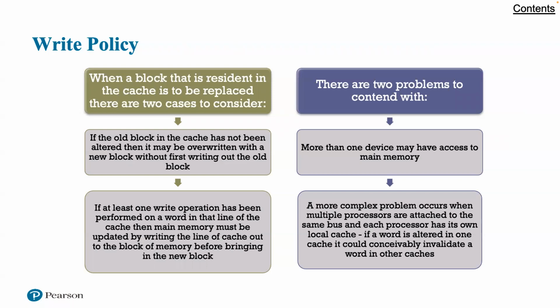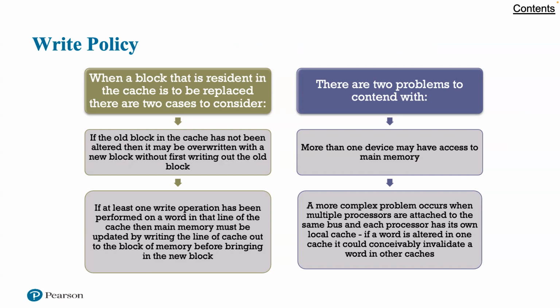When a block that is resident in the cache is to be replaced, there are 2 cases to consider. If the old block in the cache has not been altered, then it may be overwritten with a new block without first writing out the old block. If at least one write operation has been performed on a word in that line of the cache, then main memory must be updated by writing the line of the cache out to the block of main memory before bringing in the new block. A variety of write policies with performance and economic trade-offs is possible.